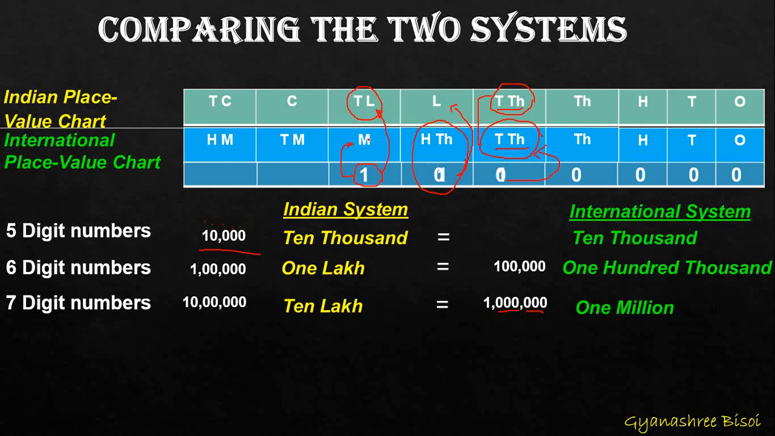I hope you are getting this. Next one is an 8-digit number. So 1 followed by 7 zeros I have taken here. So how are you going to place 1 followed by 7 zeros? I have placed it here. Correct? Now see, 1 is at which place? According to the Indian place value chart, 1 is at crore place. So you are going to read this number as 1 crore, right?